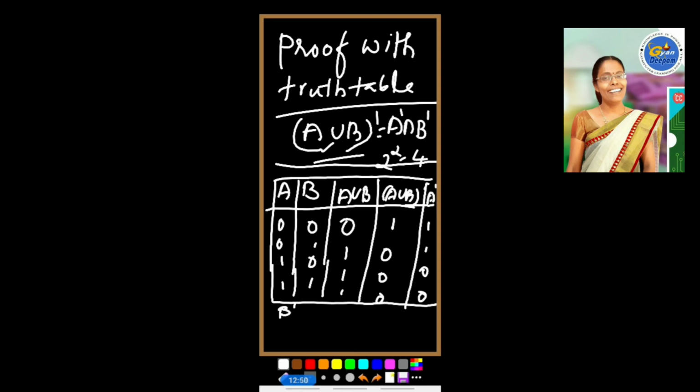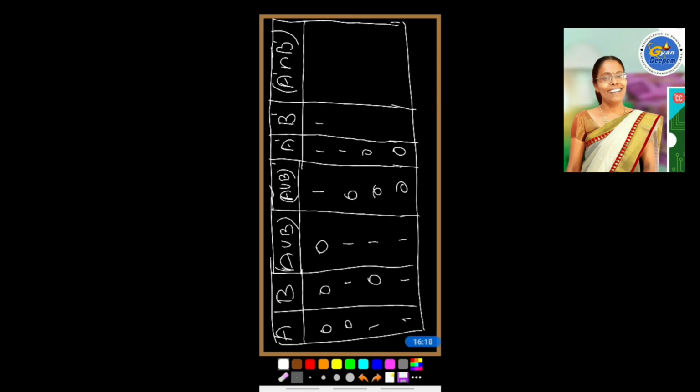I think I cannot write in this one, so I will write in landscape mode. Then it will be comfortable for you. Okay, so let us see one by one. A union B I have already written, and A union B whole complement also written. A complement and B complement, till this one I have already written in the last page. So I have to find out A complement intersection B complement.